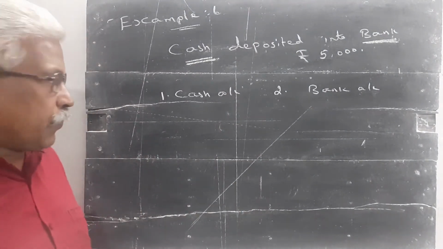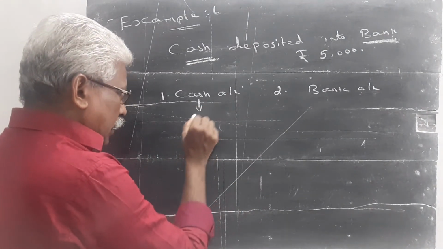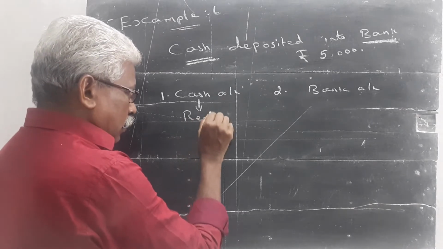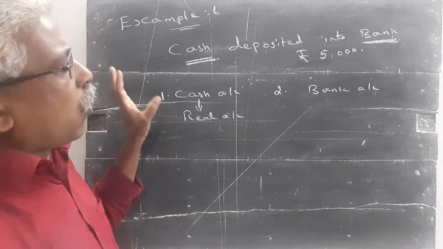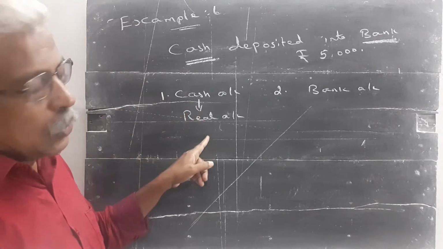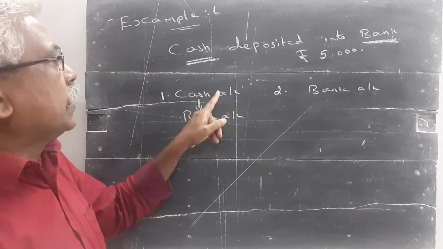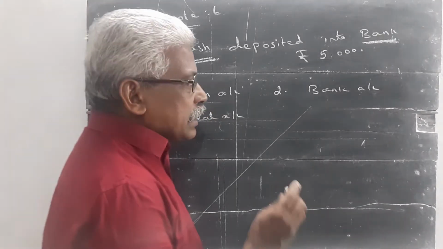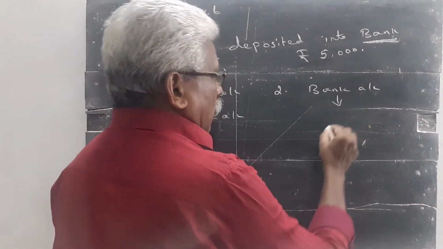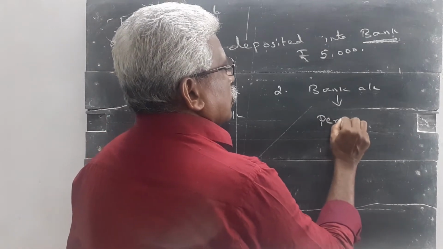What is the nature of the account? Cash account is the real account. Already we discussed that whenever a question contains cash, cash is a real account. We simply study that cash is a real account. That's all. Bank, what is the nature of the account? Bank is the personal account.